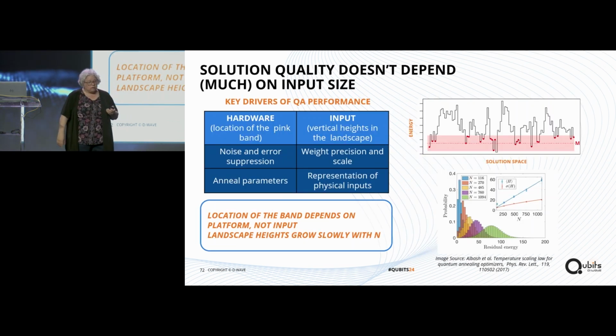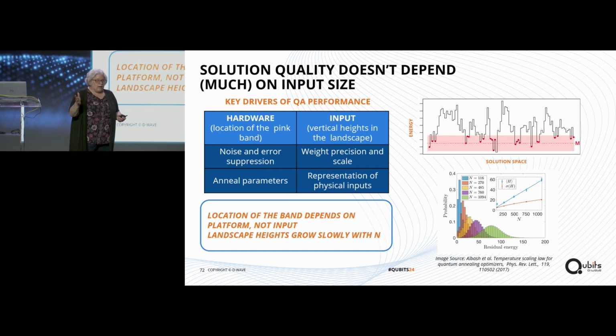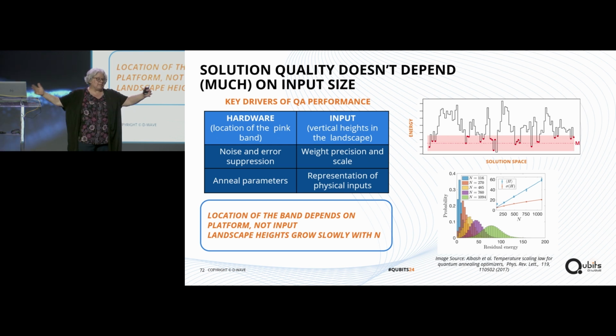So the point is that with quantum annealing, it doesn't really matter how big the landscape is. That's sort of how many states there are. It is wide. It grows exponentially.